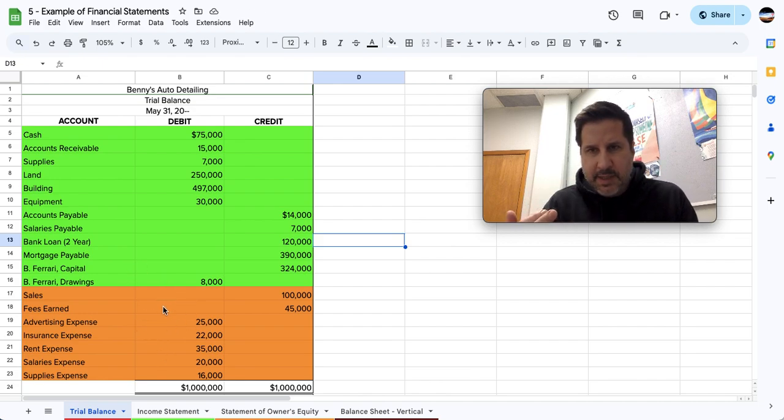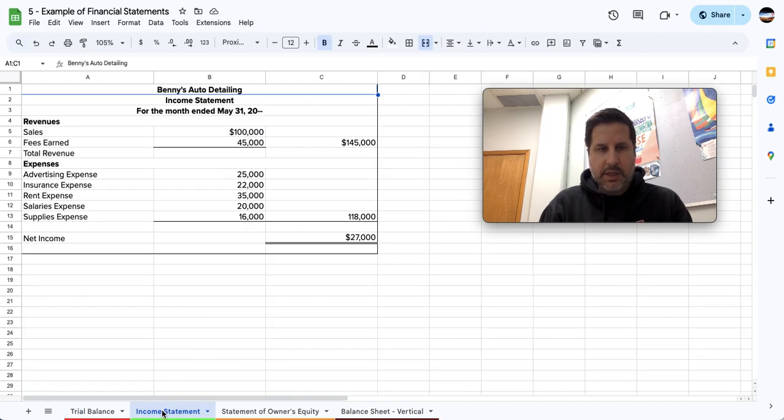I do my income statement first in order of my financial statements for a very specific reason, and that is because in order for me to update my equity in the company as an owner, I need to know if I made or lost any money. So first step in this is I'm going to take these accounts, so from sales, fees earned, and my various expenses, and I'm going to copy them over to an income statement.